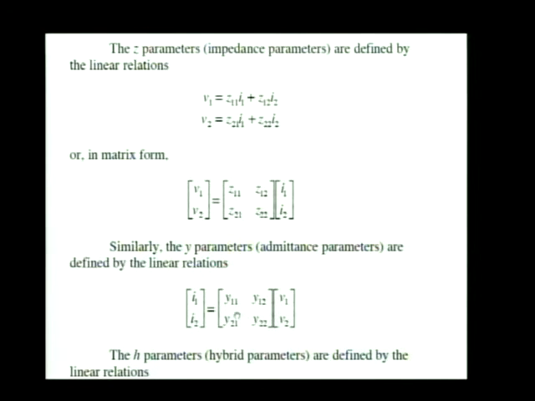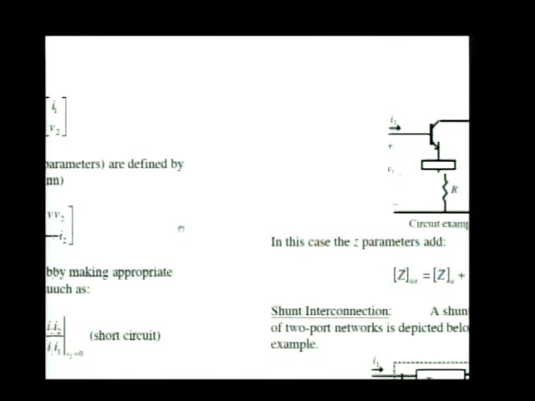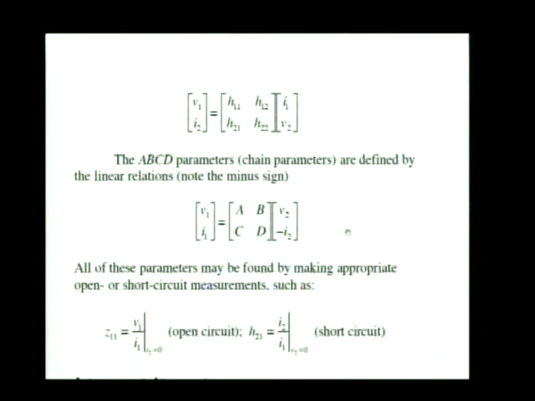Okay, those are the most common ways of writing the relationships between voltages and currents at the two ports. But there's a couple others. There are the hybrid parameters. For the hybrid parameters, we assume that we're given the current at port 1, I1, and the voltage at port 2, V2. And the other two are the unknowns. That is to say, the voltage at port 1 is unknown, and the current at port 2 is unknown, and we write them as linear combinations of the two known quantities.